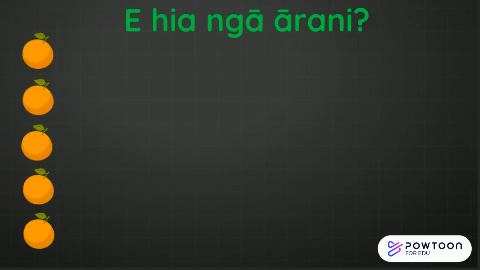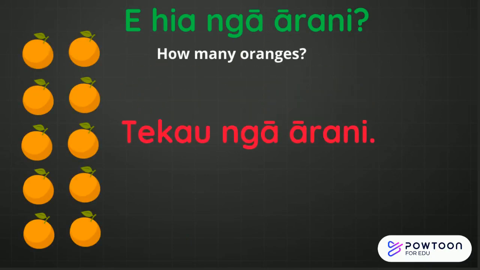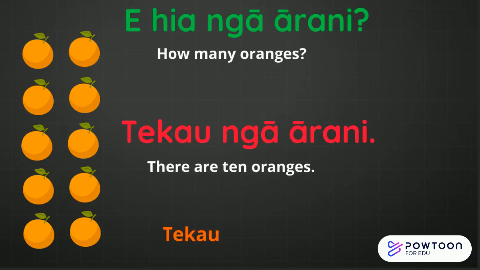E here ngā ārani, how many oranges? Tekau ngā ārani, there are 10 oranges. Tekau is able to stand alone.